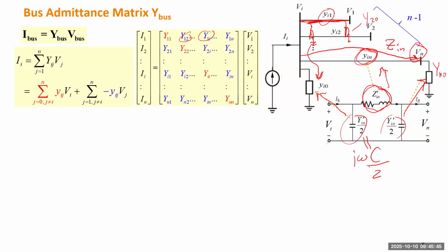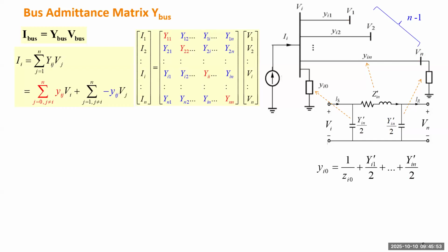Okay. Finally, we determine how to calculate for this standard model. So yi0 here will combine many things. The first item is the actual impedance to the ground. If it has a source, this one will come from the synchronous reactance, the synchronous impedance of this source. And then it also combines many items. So each one will be half of the admittance of each branch.